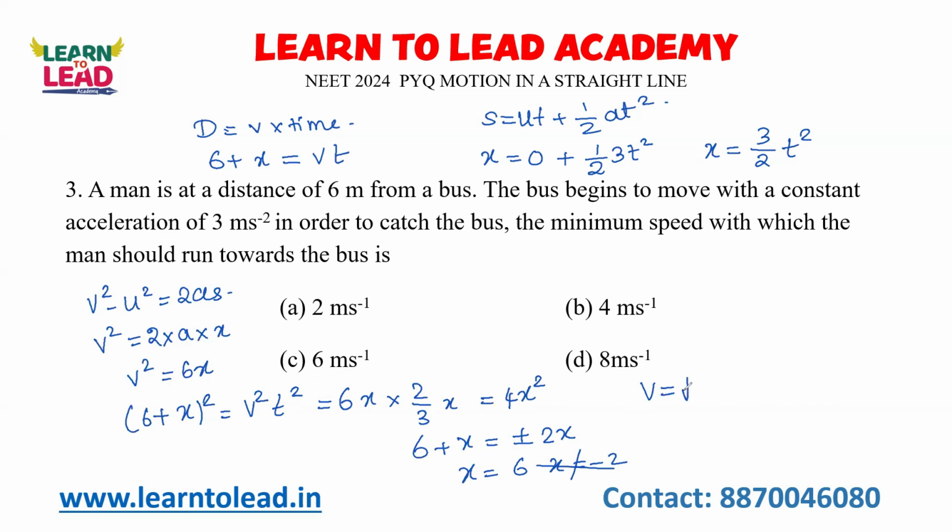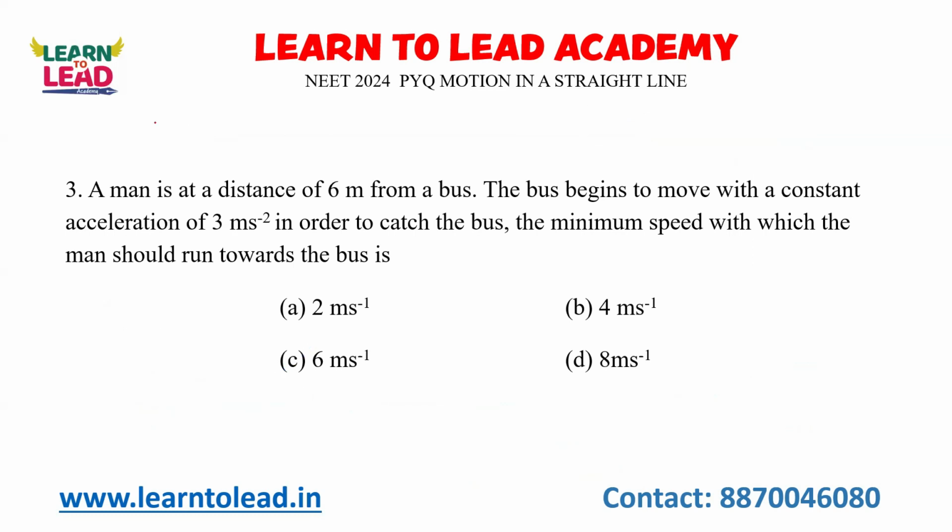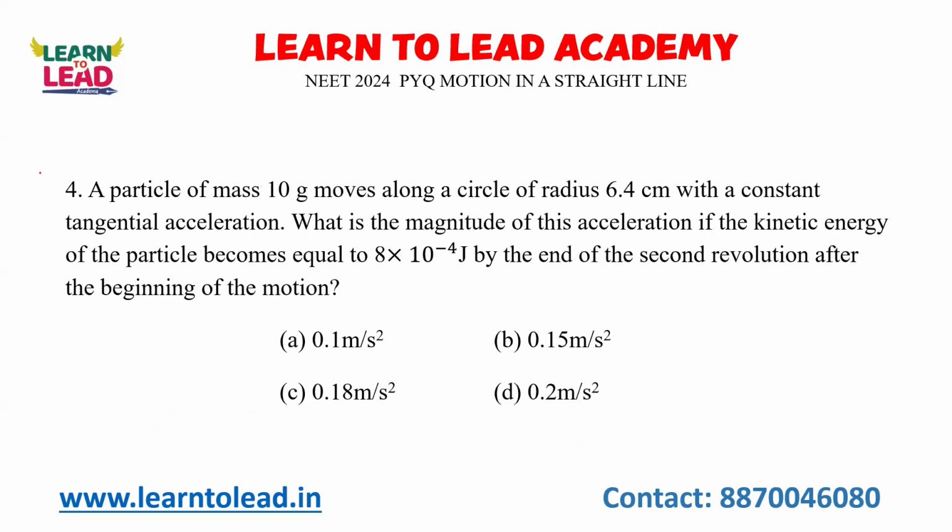So velocity is equal to root of 6x, we know. So root of 6 into 6, you will get velocity as 6 meter per second. Okay, velocity as what? 6 meter per second. So option C is your answer. So the equations of motion, the basic equations, you know how to apply them. And you should know the value of every parameter in the equation. That is very important. Okay, next question.